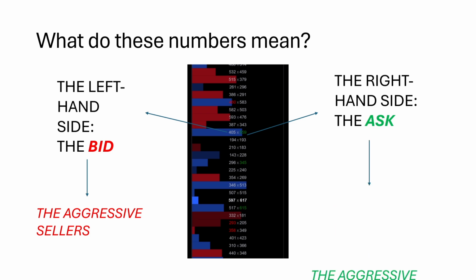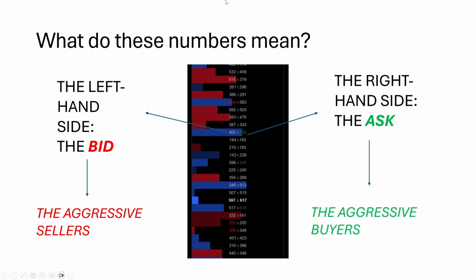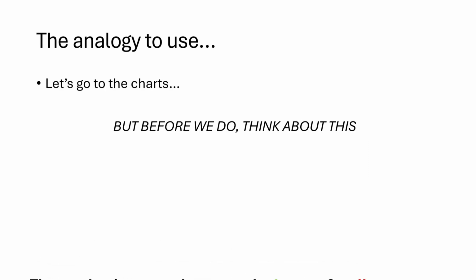So if we go back to our chart over here, let me give you another example. If we take a look up here at the top, it says 515 for 379, right? 515 is the bid. 379 is the ask. And so how we need to interpret that is that there are more aggressive sell orders.